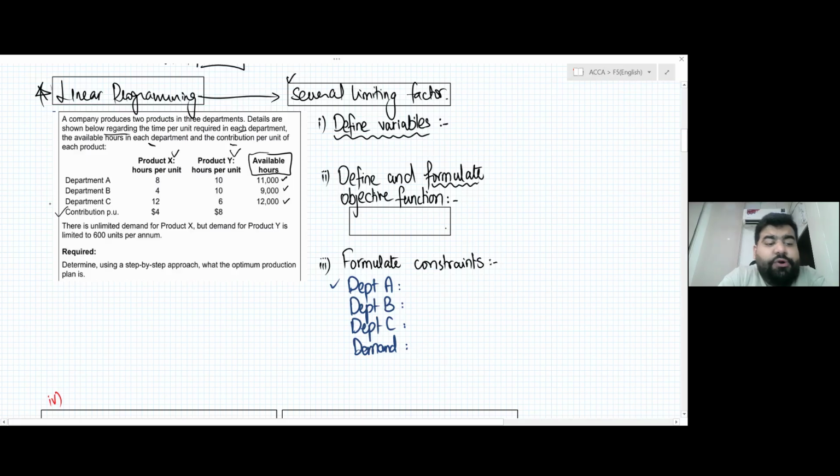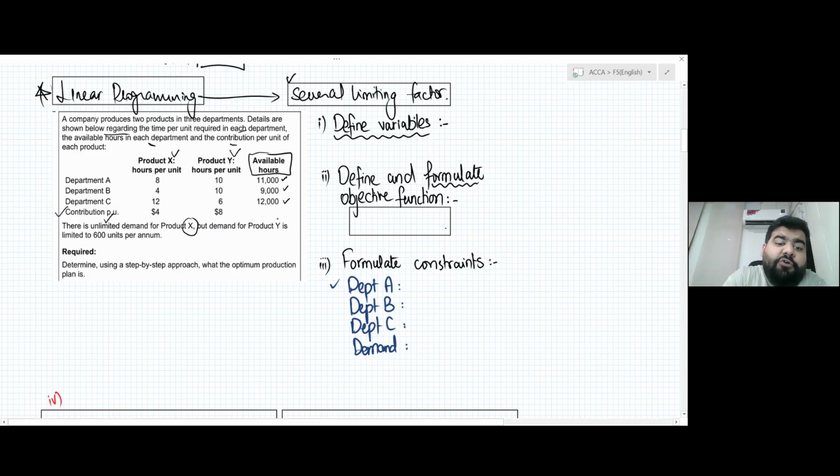After that, it's given contribution per unit as well for both X and Y. And there is also written there is unlimited demand for product X. It means that if you are making a lot of units, they can be sold easily. Why? Because the demand is unlimited. When the demand is unlimited, you don't need to be worried about production. As many units as you can produce can be sold easily.